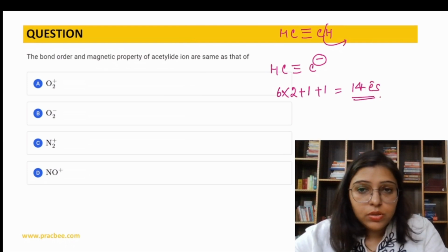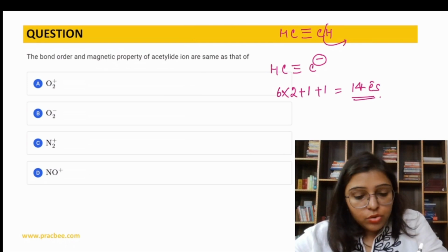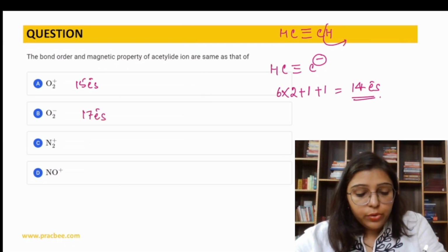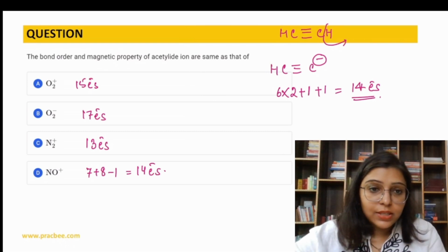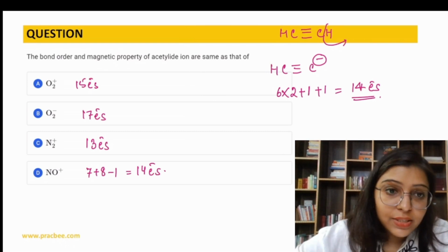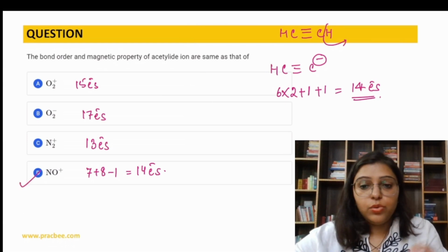The easiest way to do this question is to calculate the total number of electrons present in options A, B, C and D. So O2 plus: O2 is 16, 16 minus 1, total 15 electrons. O2 minus: 16 plus 1, total 17 electrons. N2 minus: N2 is 14, 14 minus 1, 13 electrons. And in NO plus we have 7 plus 8 minus 1, so it means 14 electrons. We have already discussed that isoelectronic species have the same bond order, so NO plus is going to be the answer.